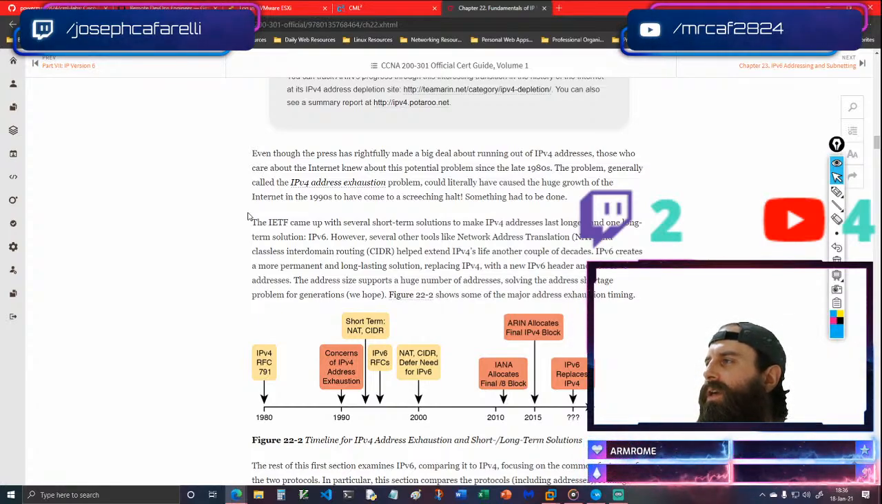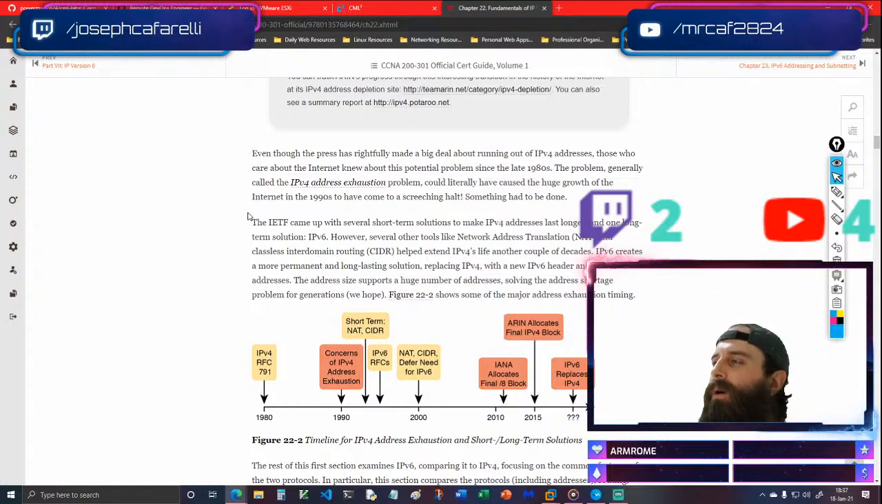over another couple decades. IP version 6 creates one more permanent and long-term solution, replacing IP version 4 with a new IP version 6 header and a new IP version 6 address. The address size supports a huge number of addresses, solving the addressing shortage problems for generations, we hope. So like I said, IP version 6 will get us into the realm of intergalactic space traveling creatures. Hopefully.